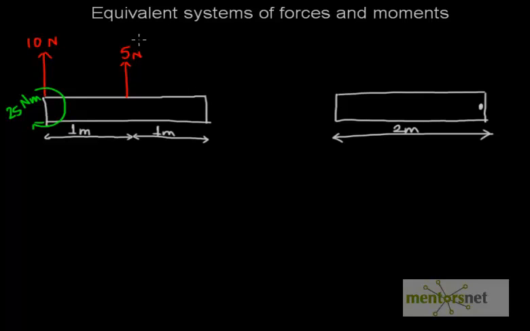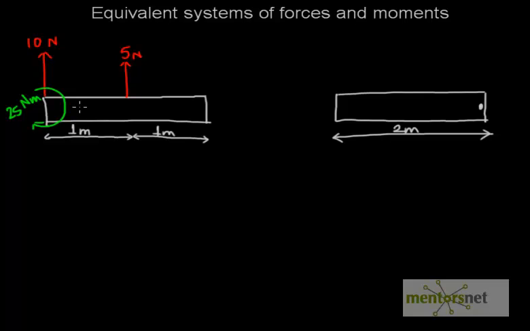Today we're going to discuss equivalent systems of forces and moments, which are a helpful way to think of systems of forces and moments. So I have a system of forces and moments over here. We have a horizontal bar, which is 2 meters in length. We have one force of 10 newtons acting at one end, and one force of 5 newtons acting in the middle. Also, we have a couple of minus 25 Newton meter acting.